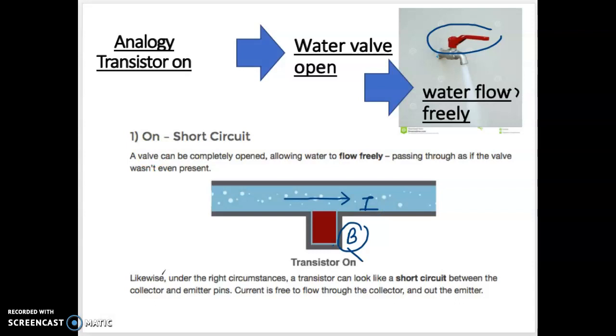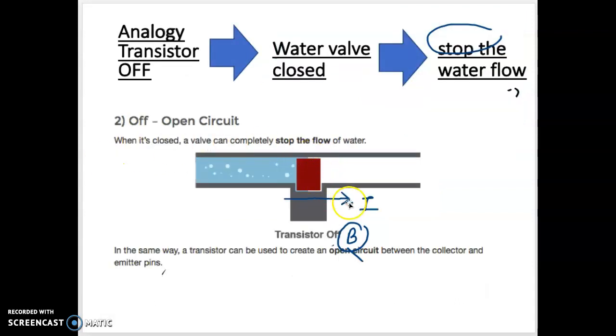Now what will happen when the transistor is off? The transistor will be off when you control the water flow at the valve again. At the base junction, you control whether it becomes on or off. If you close the valve, the water cannot flow, right? If you open the valve, the water can flow easily. So the base plays an important role in making sure the transistor is on or off.